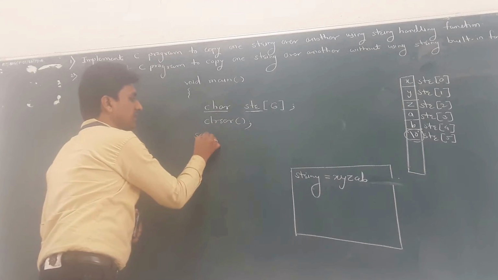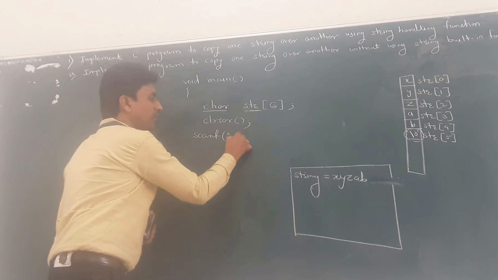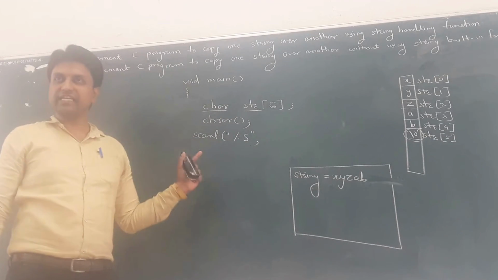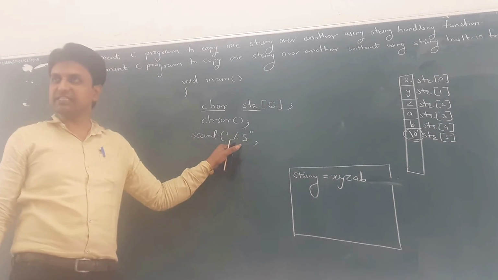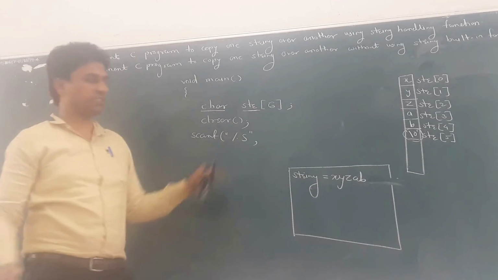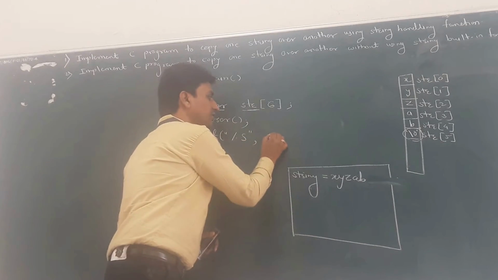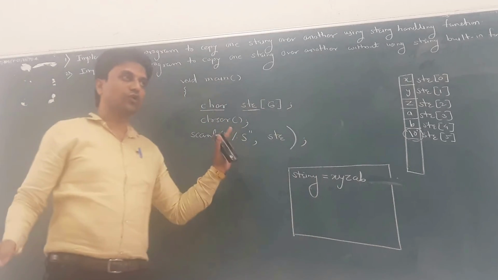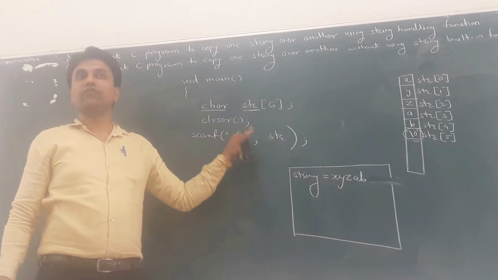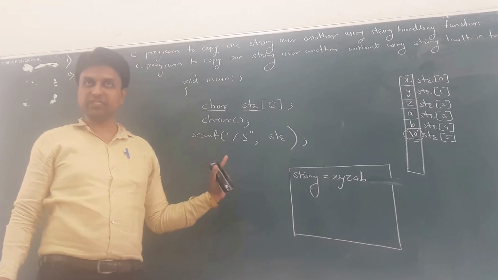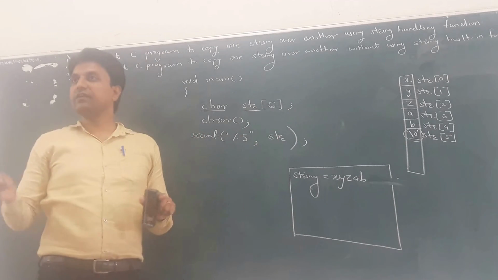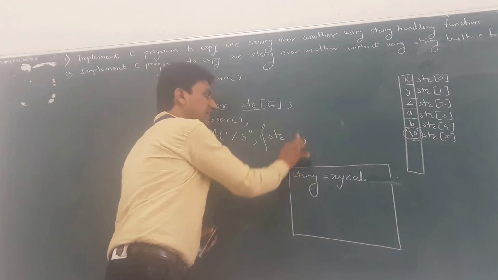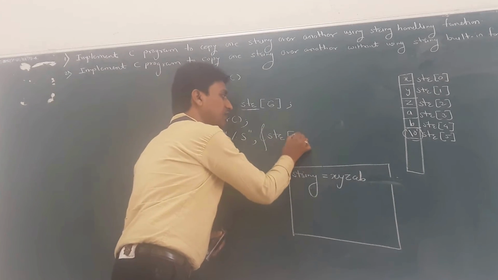Next, scanf, %s, comma. For scanning the string, use the format type %s, comma, and then give the name of the string, that is just str. Don't write ampersand here. While scanning the string, don't write ampersand. But if you want to write ampersand, then use &str[0].